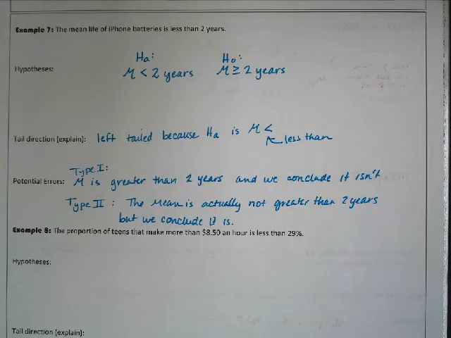Why is it greater than instead of less than? Because remember, you always go off the null, and the null is the statement of equality. And this time, the null happens to be the complement. Greater than or equal to? Yeah, because it's equal to. The null has to have the statement of equality in it.